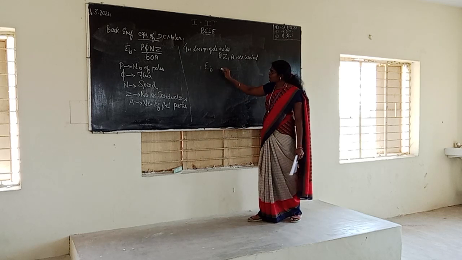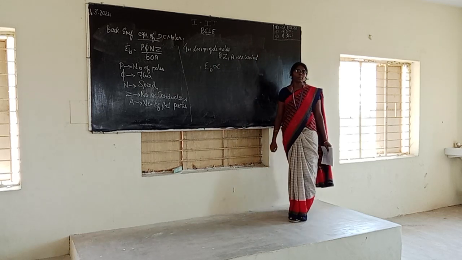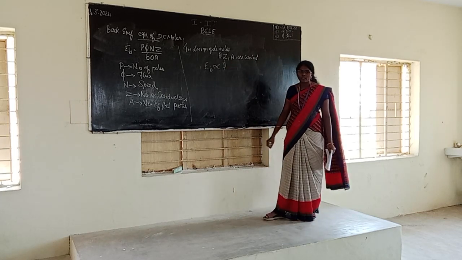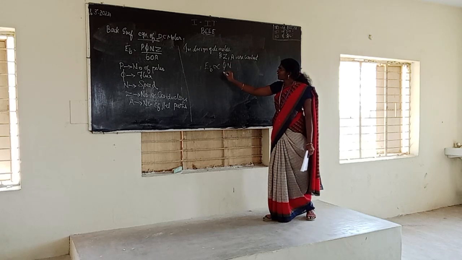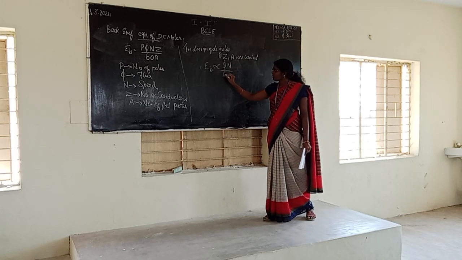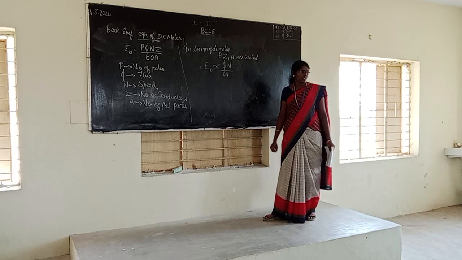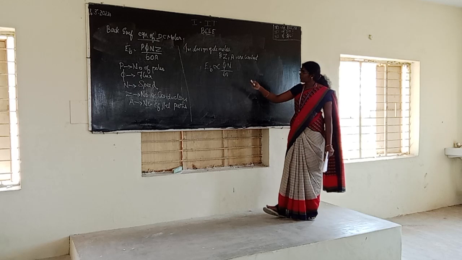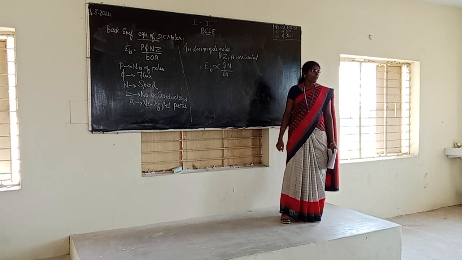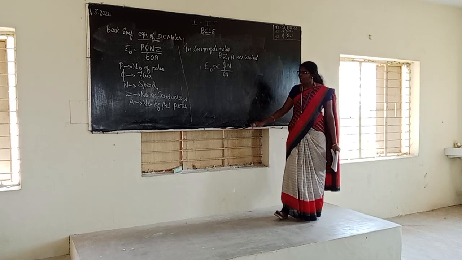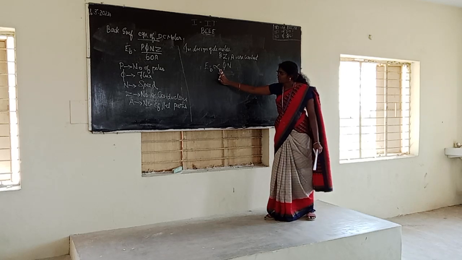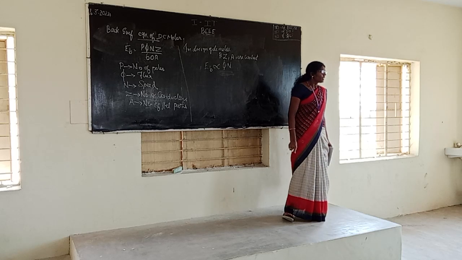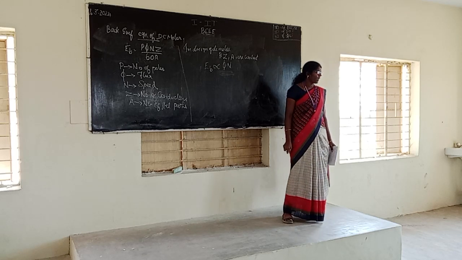We can say it is proportional. Back EMF is proportional to flux phi and speed N, and inversely proportional to 60 A, where A is the number of parallel paths. So E_B is proportional to N phi times P Z by 60 A, and P Z by 60 A is also constant. So we can say that back EMF is proportional to speed into flux phi.